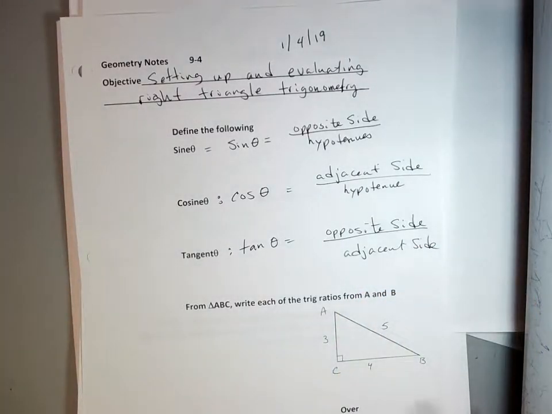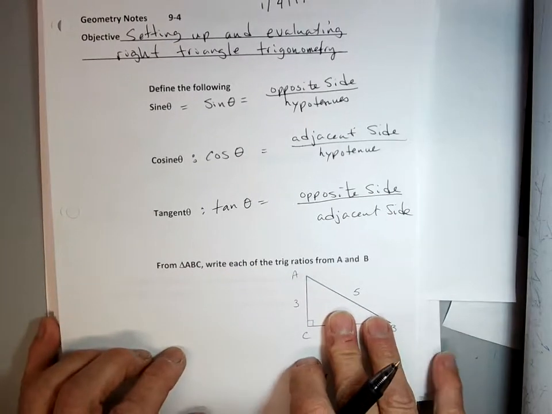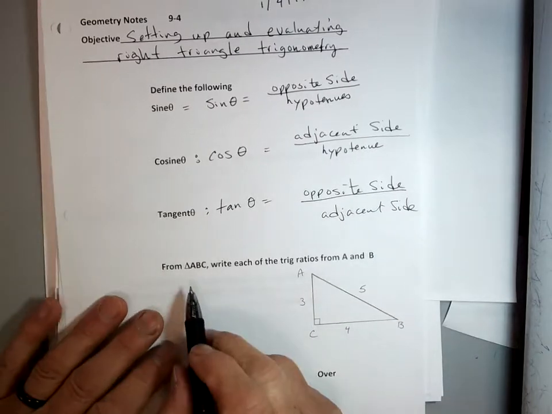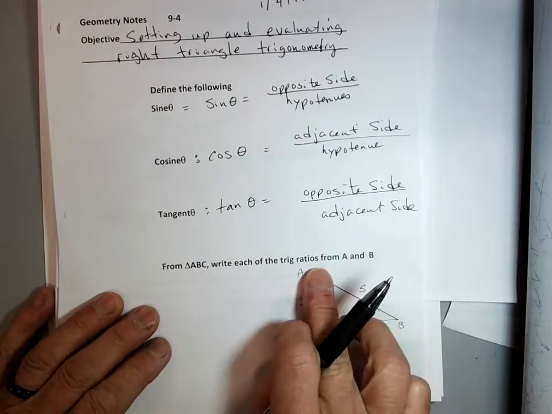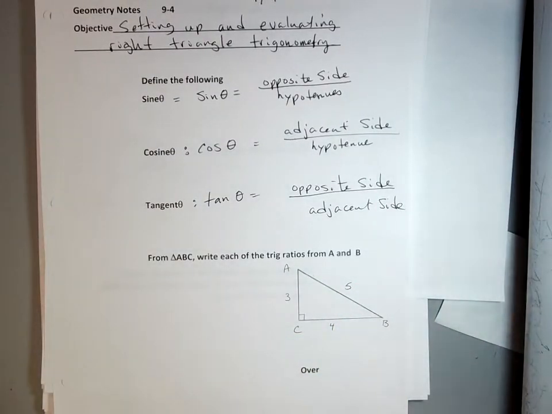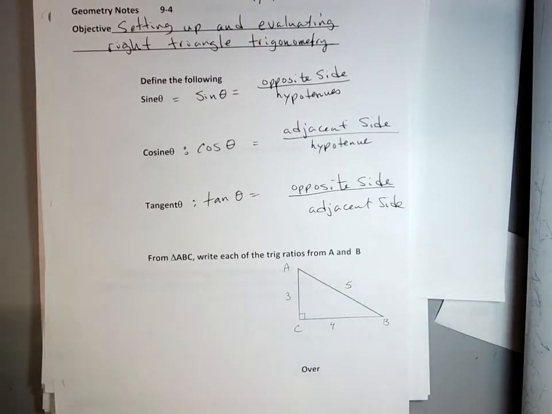So now what I want to do is just set up the trig ratios. Now we're not going to solve any problems until we look at the back side. When we go to the back side, I'm going to show you where trig is actually used, okay? So right off the bat, it says from triangle ABC, write each of the trig ratios from A and B. So let's do A first. Never do the 90. Never ever do the 90. I'll show you an easy reason why, okay?